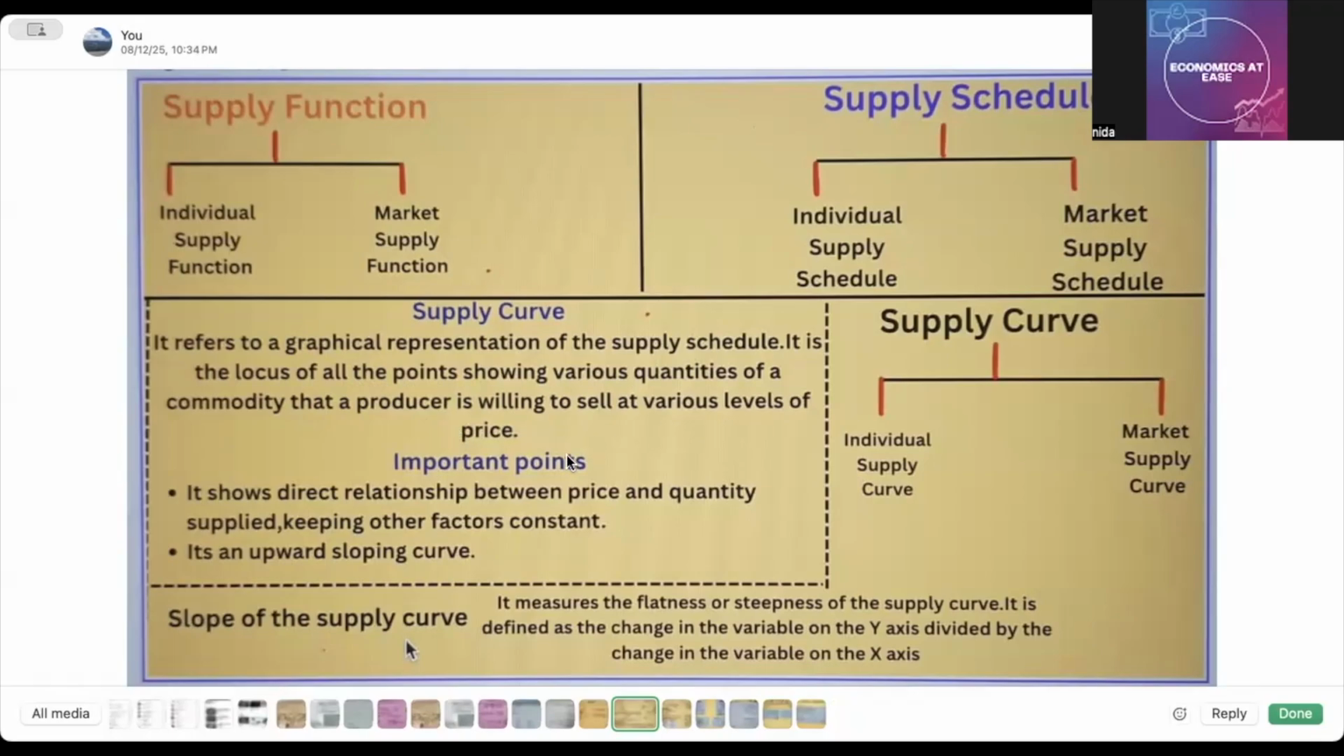The important point that you have to remember is that it shows a direct relationship, or a positive relationship, between price and quantity supplied, keeping other factors constant. The other factors are the ones we have just read, right?